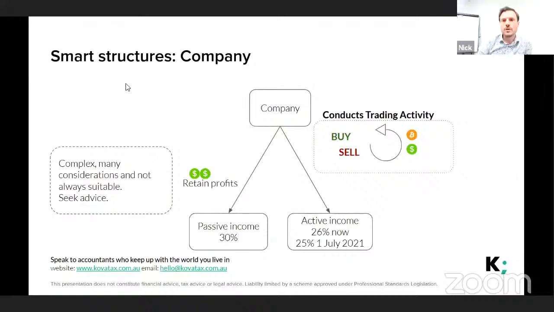That's right. So, if you're an investor, you might look at a discretionary trust. If you're an active trader, really day trading actively, not holding for a long period of time, you may look at setting up a company because of that ability to retain profits in a lower tax environment. Mm-hmm. That's true.